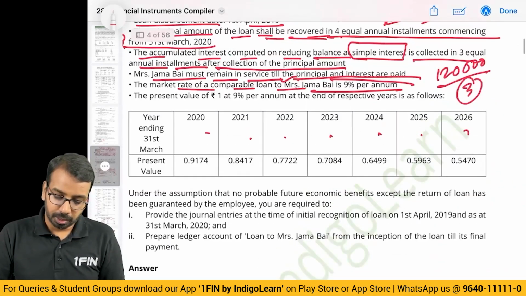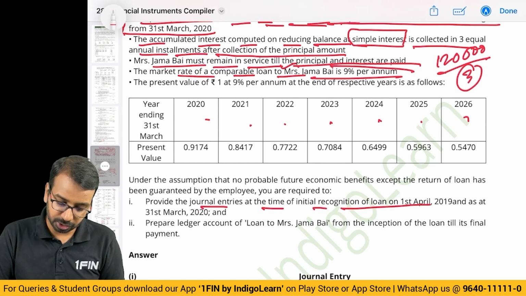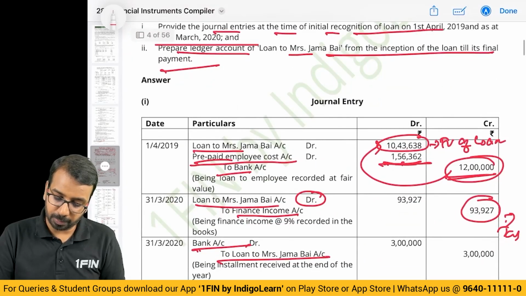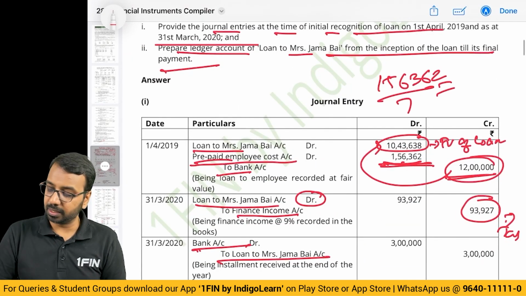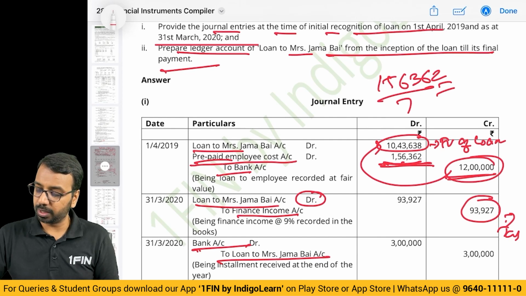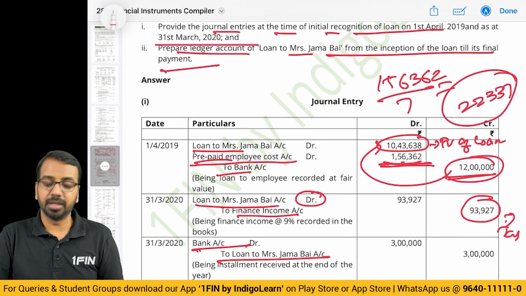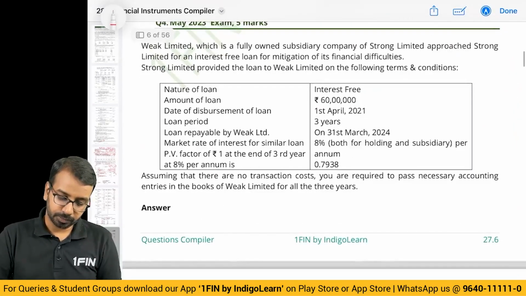Then this prepaid expense they have not asked. They have asked for journal entries at the time of initial recognition and as at 31st March, and to prepare the ledger account from the inception till its final payment. Then what about this prepaid 156,362? It has to be expensed over 7 years. 156,362 divided by 7, you will expense 22,337 every year as employee cost. Okay. So that's how you will do.